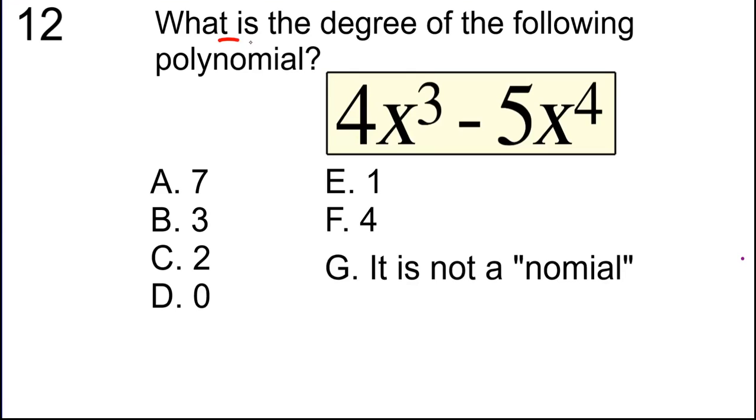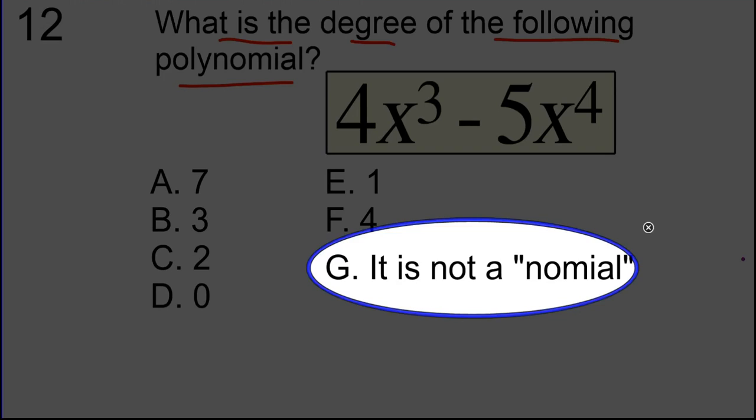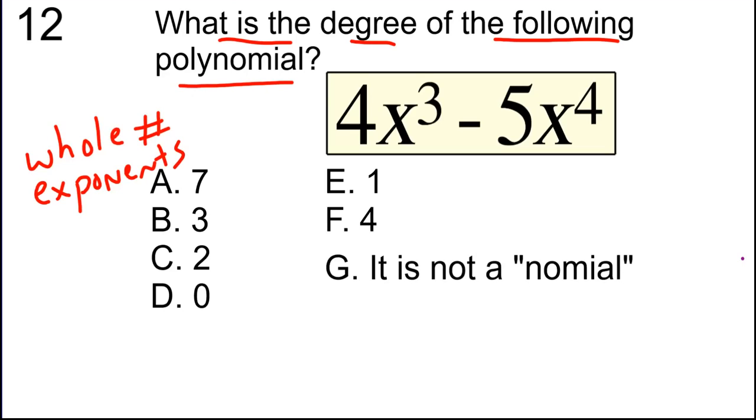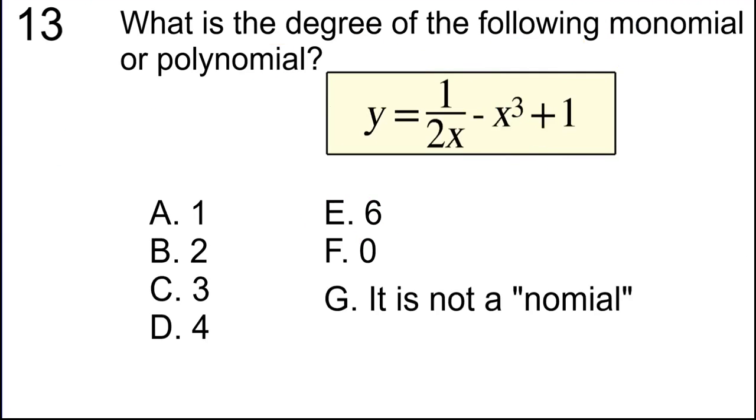Number 12 says, what is the degree of the following polynomial? We want to start with G and ask ourselves, is it nomial? It is because it has whole number exponents, no division of variables, and its terms are algebraic. Let's do the degree one term at a time. The degree here is 3, and the degree here is 4. The term with the biggest degree is 4. The answer's F.